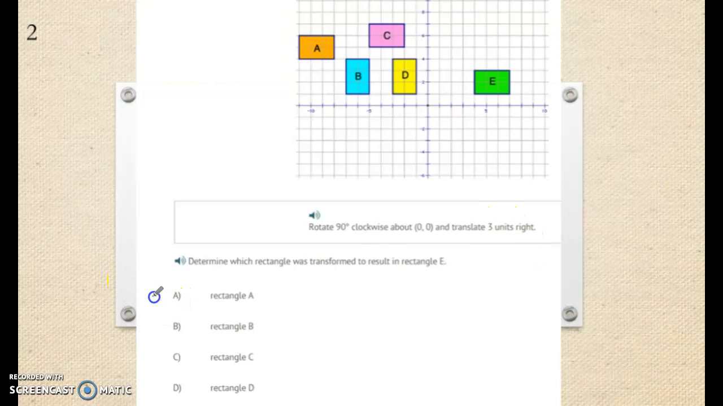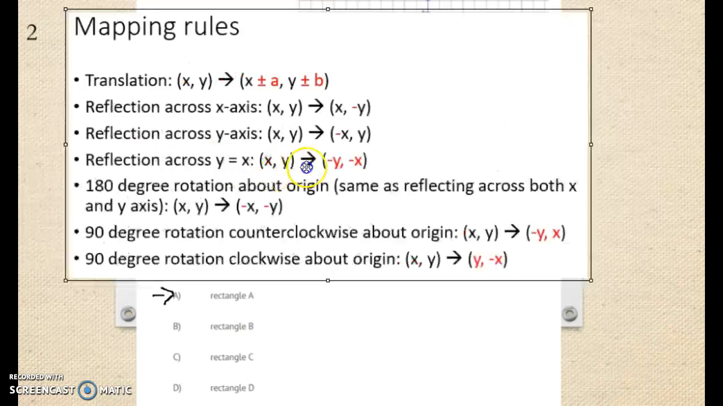So it looks like we're going to start with rectangle A. You have to remember your mapping rules to be successful on this. So let me put those in here. Ooh, those are big.